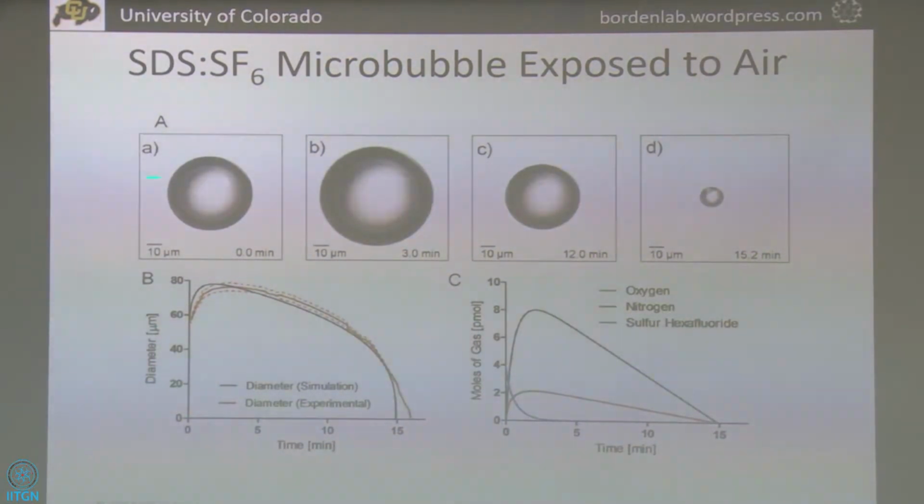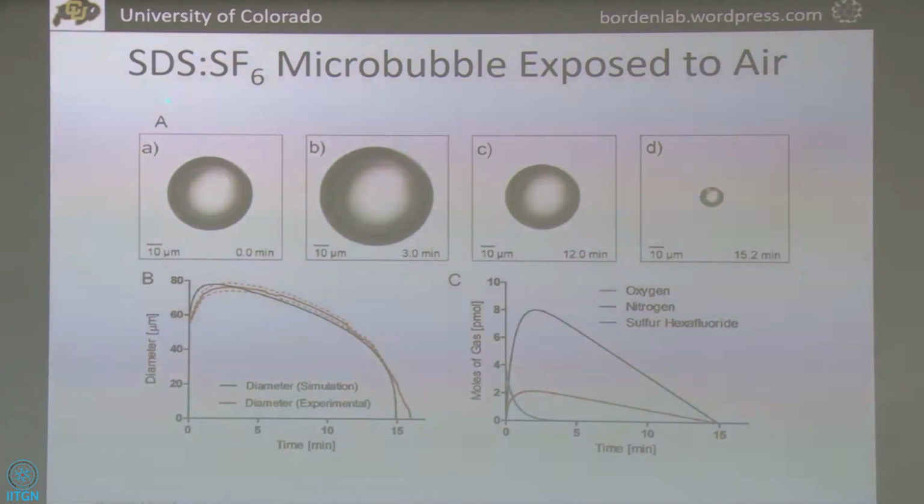So he took images of bubbles, and these are larger bubbles. You can tell this is a 10 micron scale bar, so they're about 60 microns in diameter. And the bubble, as we expect, initially grows and then it shrinks.